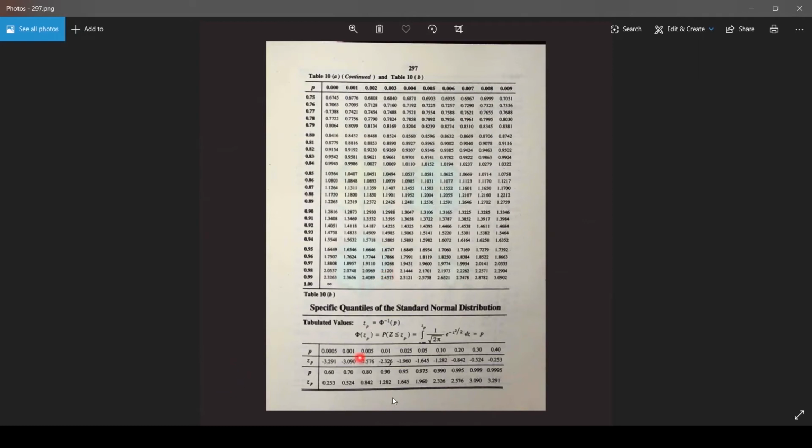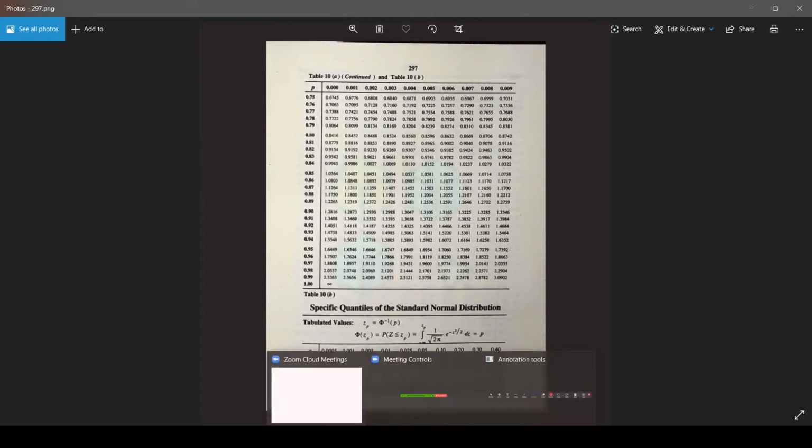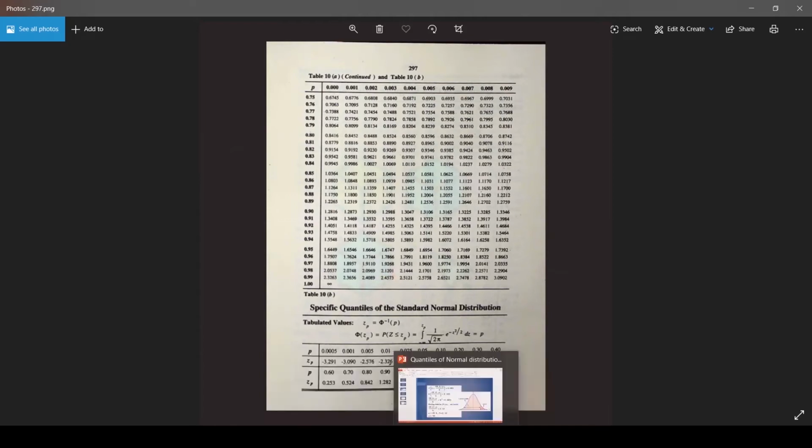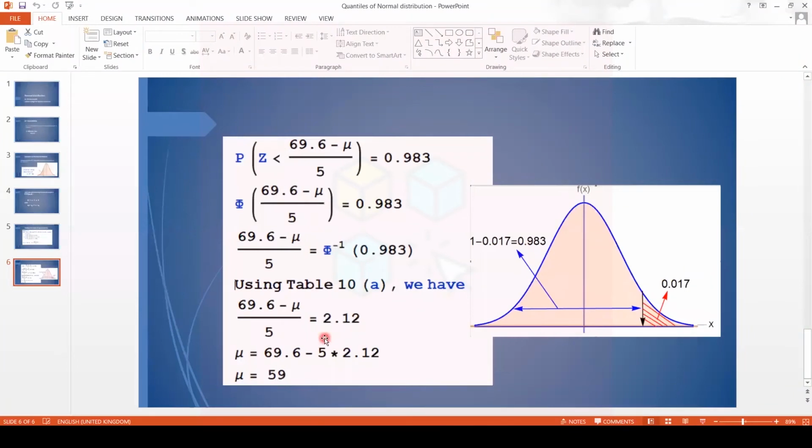So we will write this result in our slide. So this is 2.12 and 69.6 minus mu over 5. Solve this expression, solve this equation. For the unknown value of mu, we can get the value of mu as 59.